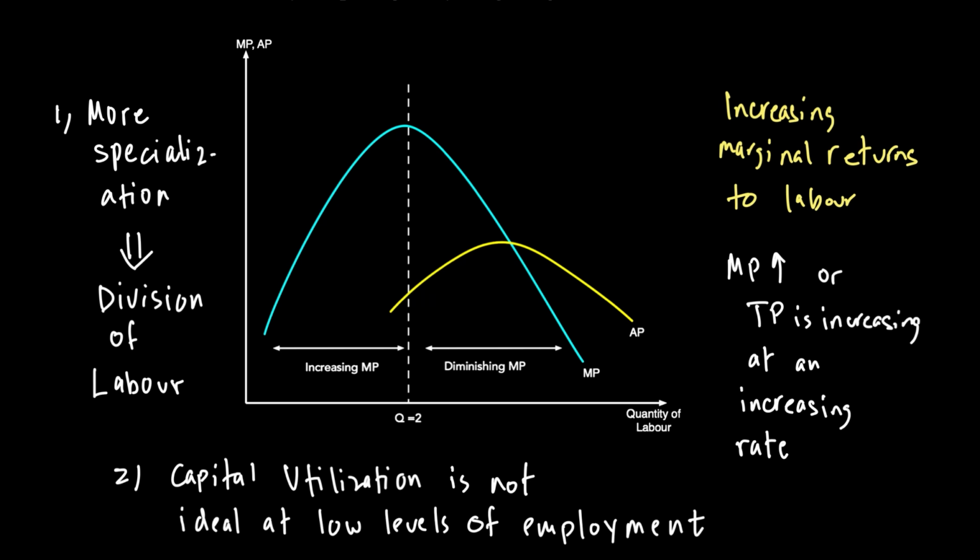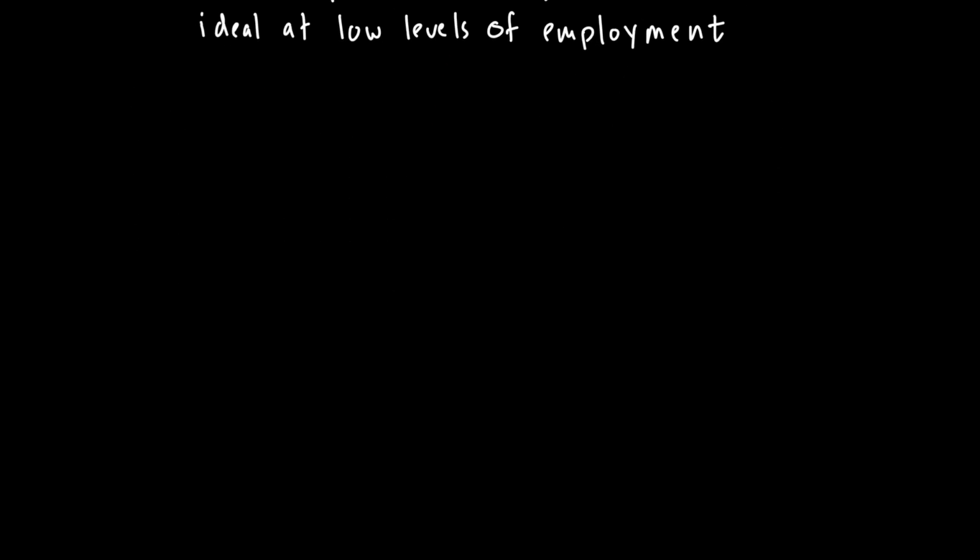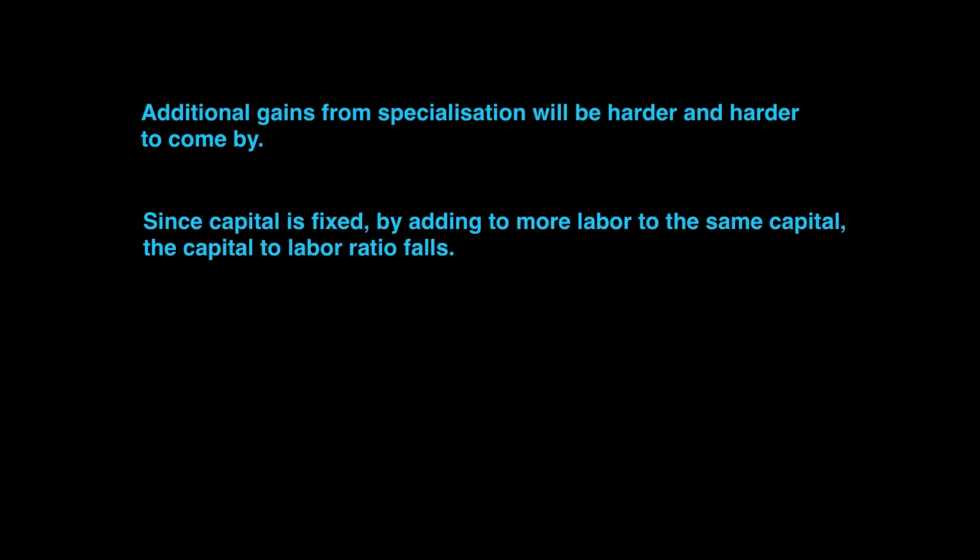One possible explanation of the diminishing marginal product or diminishing marginal return is simply that when you are adding more and more workers, the additional gains from specialization will be harder and harder to come by. But more importantly, as we add more workers, given the capital is fixed, each worker has less and less of the machinery or the fixed factor to work with. So we can say that since capital is fixed, by adding more and more labor to the same capital, the capital to labor ratio falls.